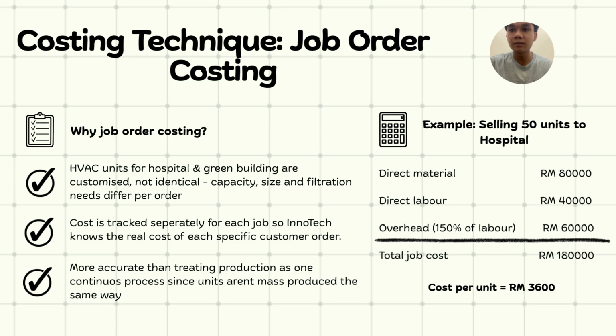150% of direct labor cost, so that's 60,000 ringgit. Adding all of that together, the total job cost comes out to 180,000 ringgit. Divide that by 50 units and we get a cost per unit of 3,600 ringgit.